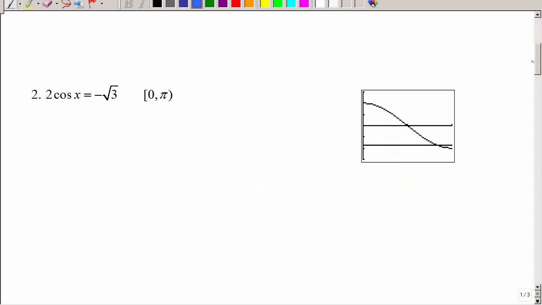Here's another pretty easy one. So this graph is from 0 to just pi, because that's the interval. This wave right here, that's 2 cosine x, and then this is the line y equals the square root of -3, and you can see that between 0 and pi they intersect one time, which means there's one answer.